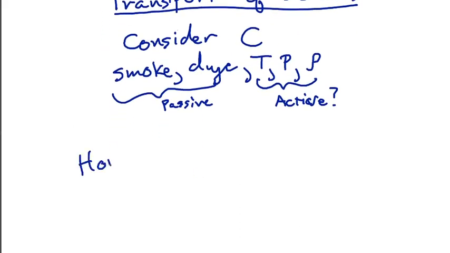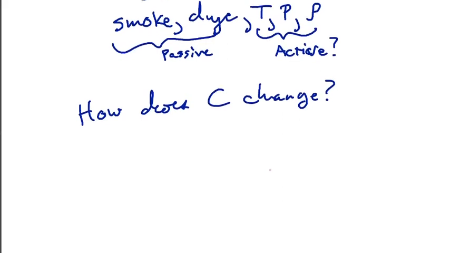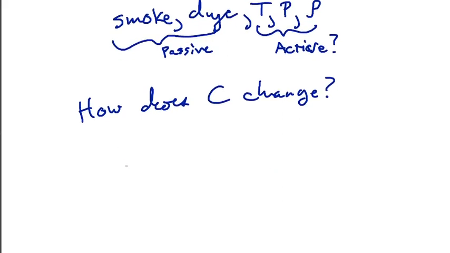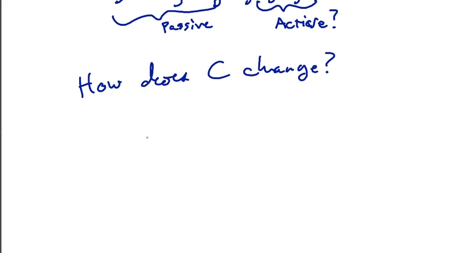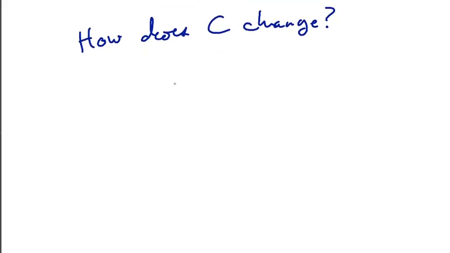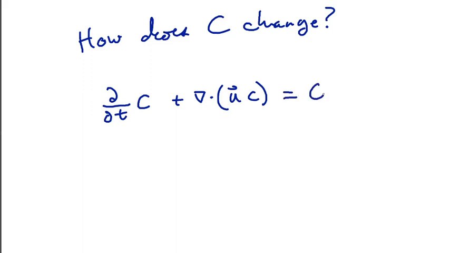Okay, so how does C change? What's the equation that governs the changes in time of C? Well, C follows a very simple differential equation. It's the first that we'll meet in what we would call a conservation form. The equation for how C changes with the flow, if there are no sources and sinks, is that d by dt of C plus the divergence of the quantity uC is equal to 0.